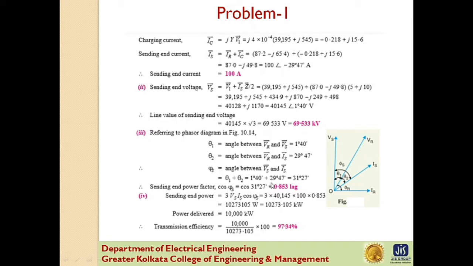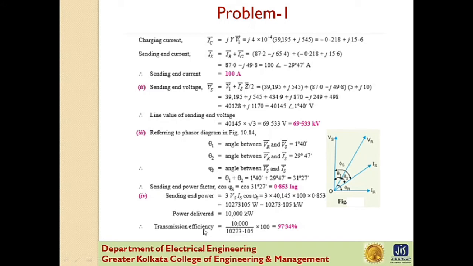Now theta is equal to 31 degree 27 minutes. So the sending end power factor is equal to cos theta, which is cos 31 degree 27 minutes, equal to 0.853 lagging. Sending end power is equal to 3 Vs Is cos phi s. By putting the values of Vs, Is and cos phi s, we get the sending end power as 10273.105 kilowatt. And the power delivered is already given in the question, that is 10,000 kilowatt.